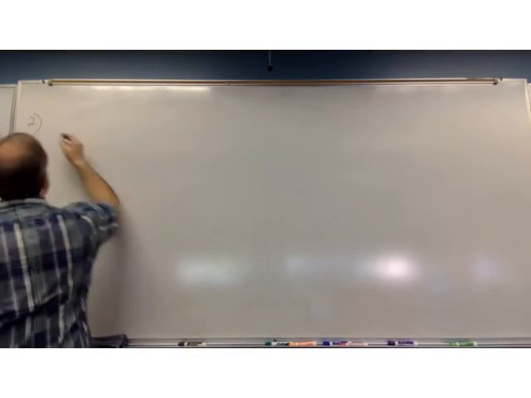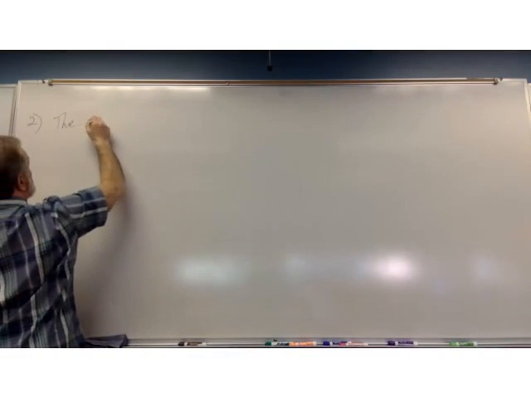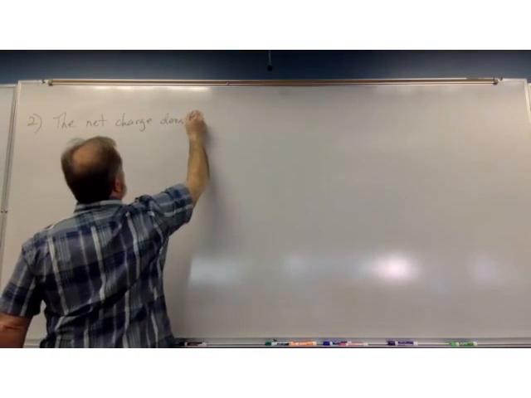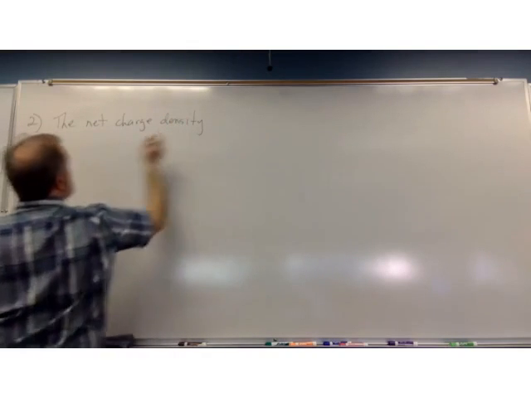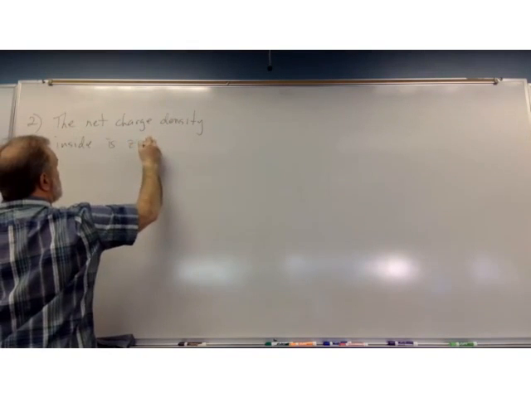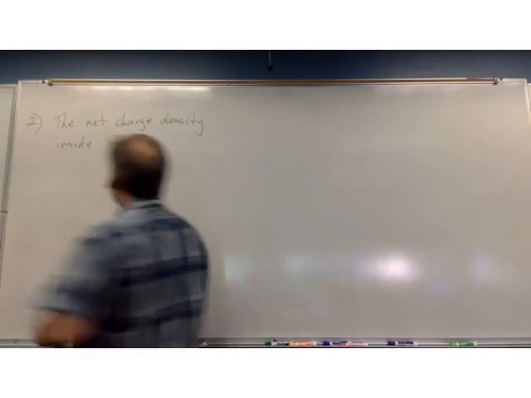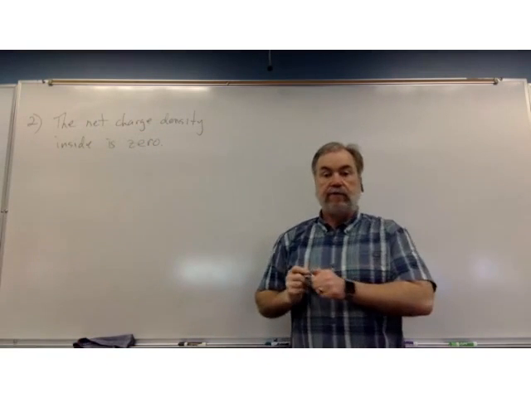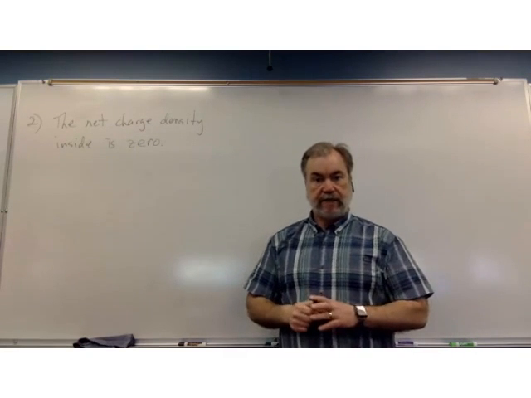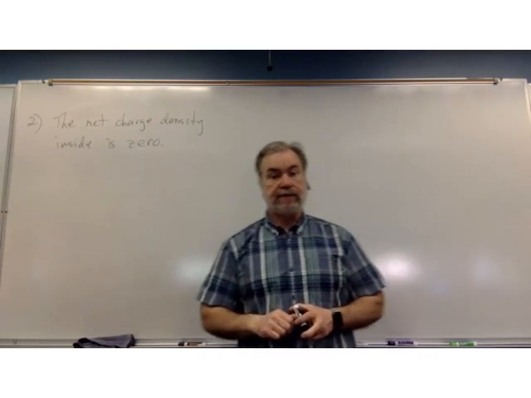All right, second property. Okay, so the second property of conductors says that the net charge density inside the conductor is zero. This actually is almost an automatic consequence of the first analysis, and it's pretty simple.